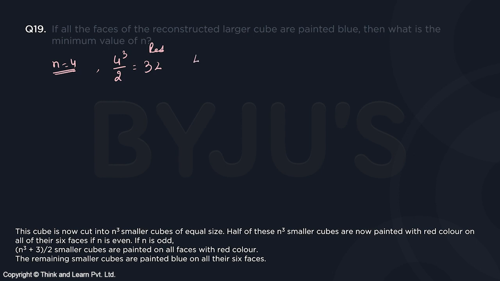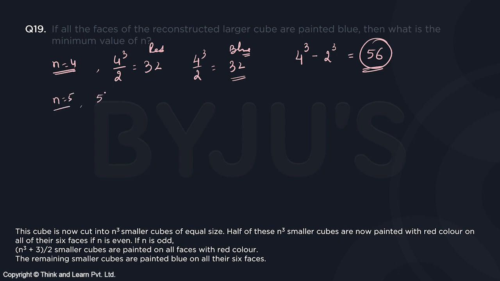The total of blue cubes would be 4 cube divided by 2, that is again 32, which is blue cubes. But how many surfaces are there outside? If you remember, I told you 4 cube is the total number of cubes, out of which (4 minus 2) cube, that is 2 cube, would be inside. So 64 minus 8, 56 cubes are visible on the outer surface. But I have only 32 as blue. So how can they all make the outer surface as blue? It's not possible. Let's check for n is equal to 5.